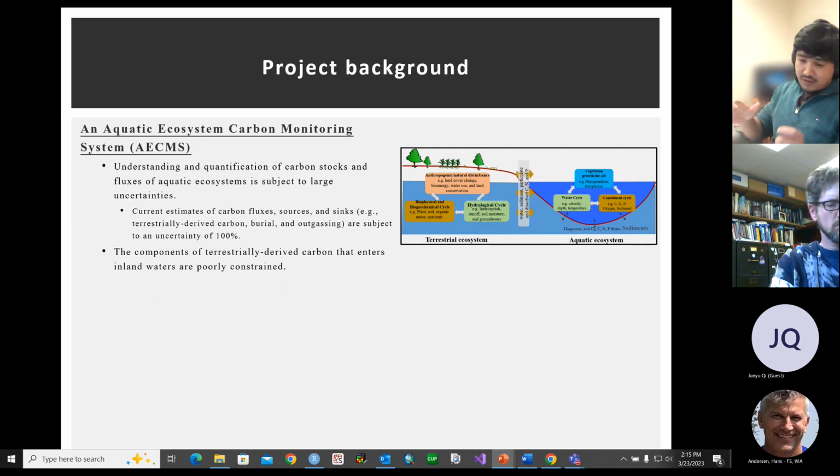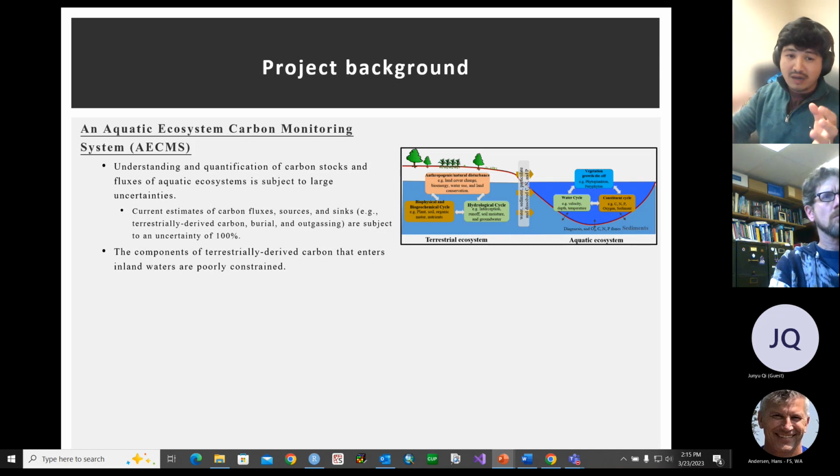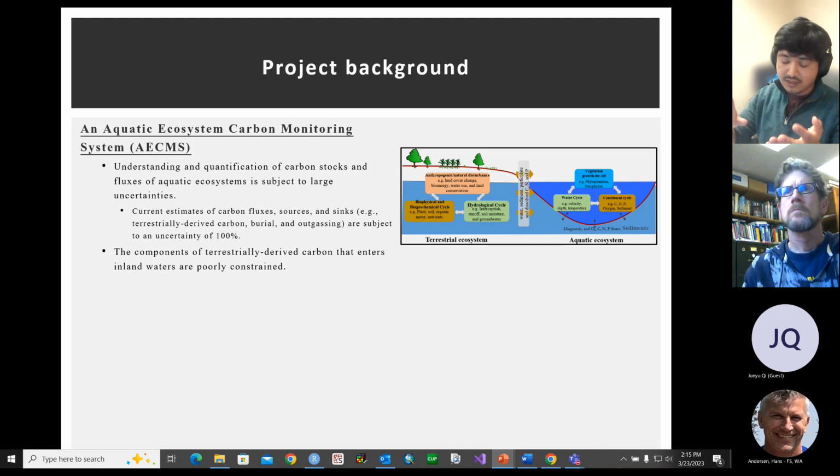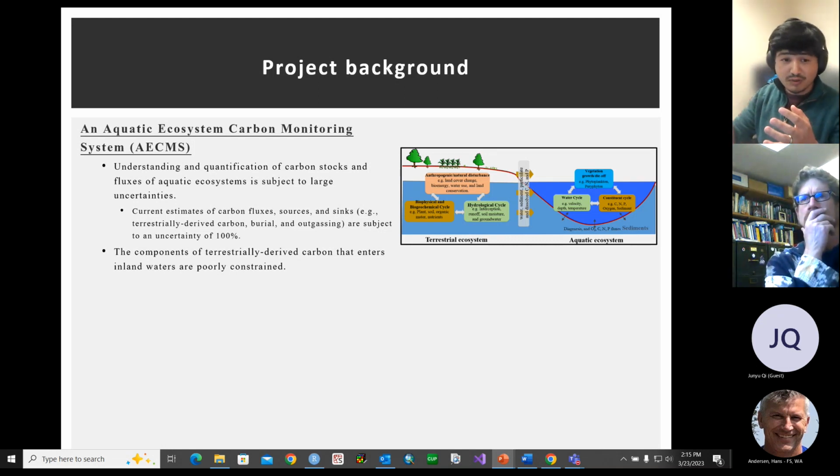So briefly, talking about our whole project again, the goal of this 2018 NASA CMS project was to quantify carbon storage as well as fluxes in inland aquatic systems, so that would be rivers, lakes, ponds. The reason to do that is because right now the current estimates of these fluxes, as well as storage, have very high uncertainty, as high as 100%.